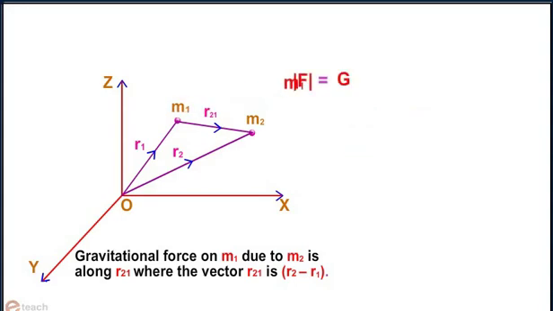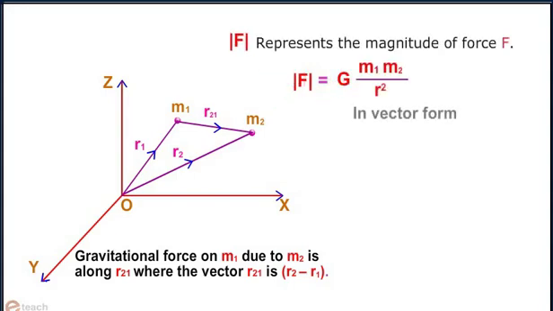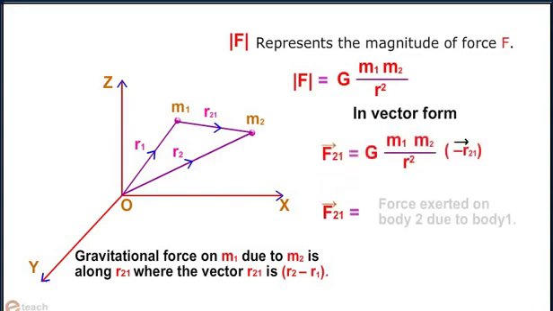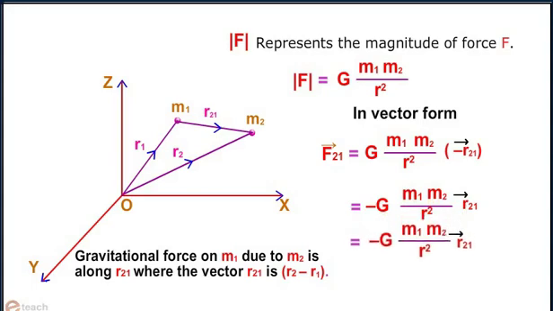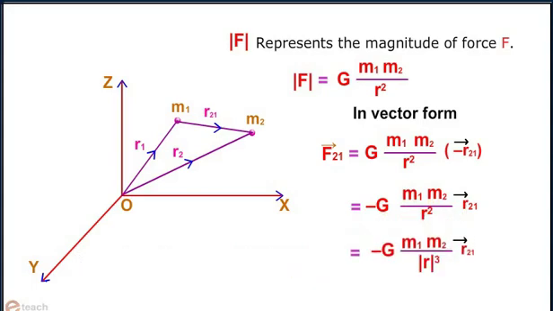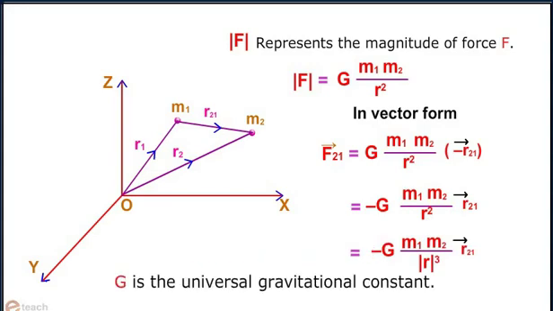Modulus of F equals G m1 m2 upon r square. In vector form, F21 equals G m1 m2 upon r square into minus r21 cap, where F21 is the force exerted on body 2 due to body 1. Continuing further, we get minus G m1 m2 upon r square times r21 cap, that is, minus G m1 m2 upon mod r cube times r21 vector. Here G is the universal gravitational constant.